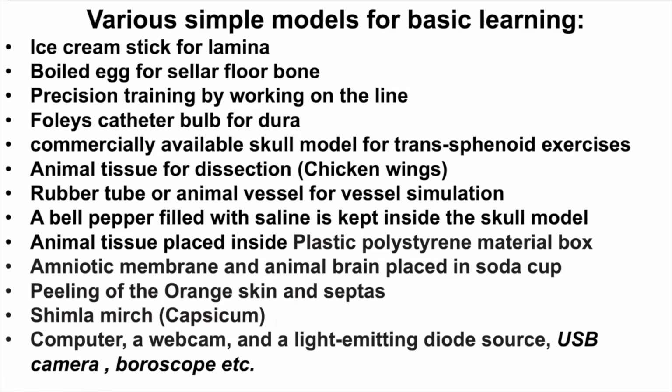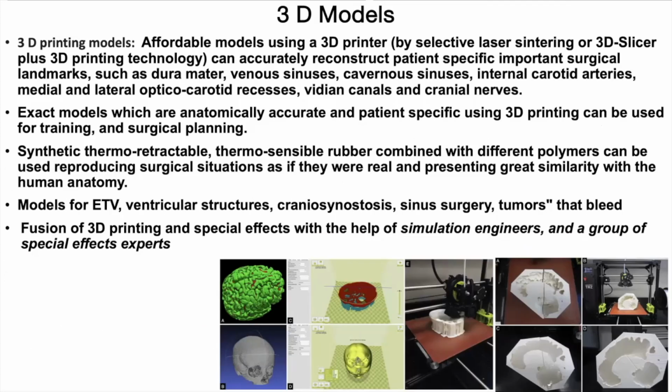An inexpensive computer, a webcam and LED light source, USB camera and borescope, etc. can be used to simulate an endoscope. 3D models are useful. Affordable models using 3D printers can accurately reconstruct patient-specific important surgical landmarks such as dura mater, venous sinuses, cavernous sinuses, internal carotid arteries, medial and lateral opticocarotid recess, median canal, and cranial nerves.